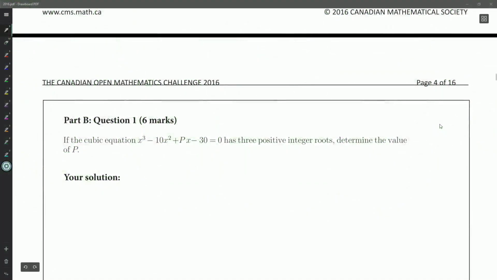Root Beer here, looking at B1 on our 2016 open paper. If the cubic equation x cubed minus 10x squared plus px minus 30 equals 0 has three positive integer roots, determine the value of p. Okay. So p is one of the coefficients in our cubic, and in general, what do cubics look like?